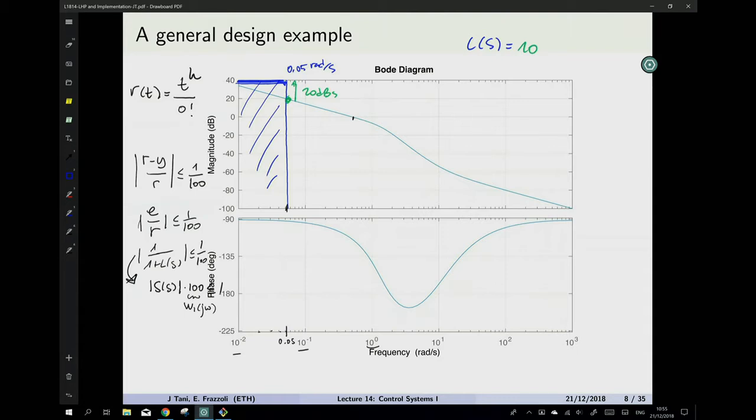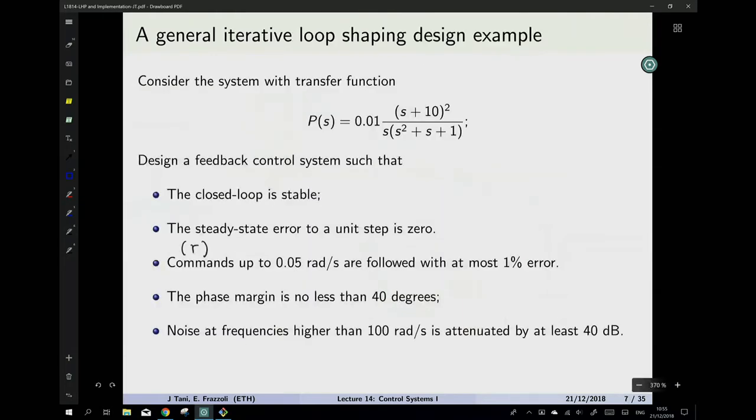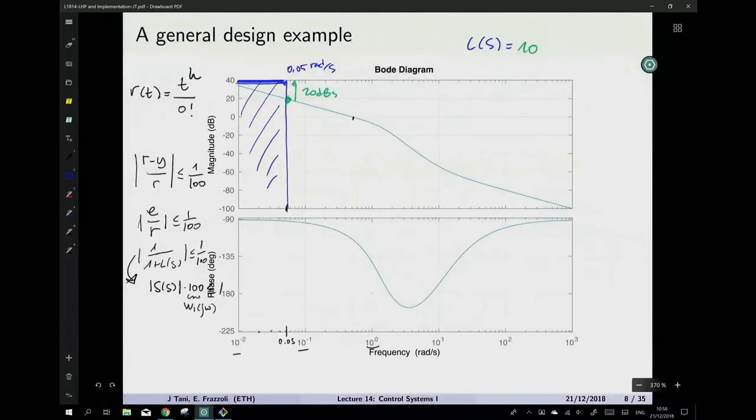Actually, no, this is the disturbance rejection specs. Okay, now what else are we asked? We are asked for a phase margin of no less than 40 degrees. Okay, now how do we evaluate the phase margin? Well, we multiplied by this K. This K is now necessary. We have to put it there, this 10. Otherwise, we will break the specifications, right?